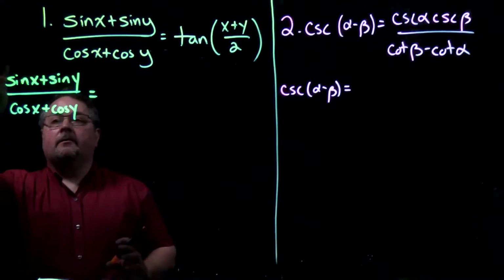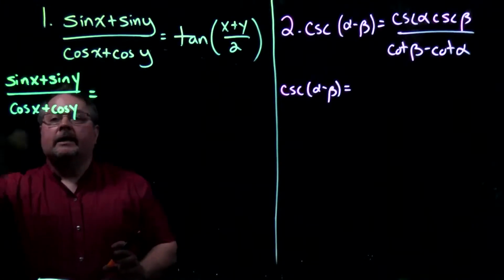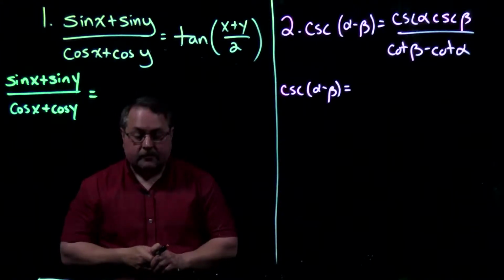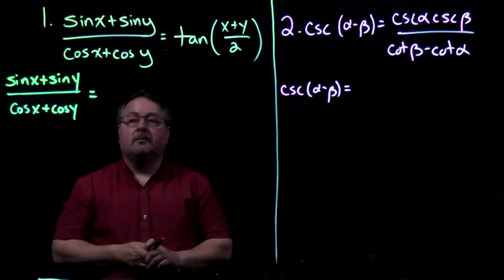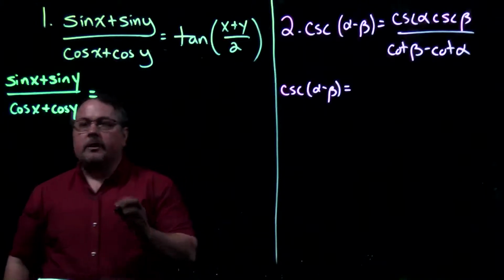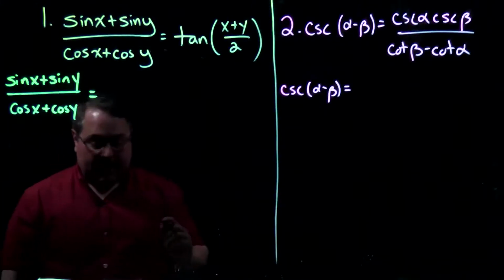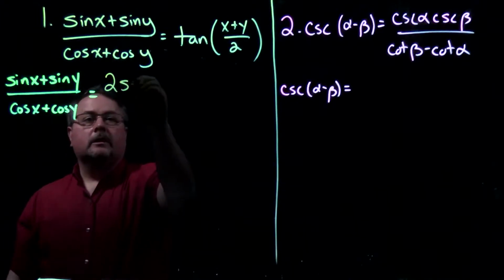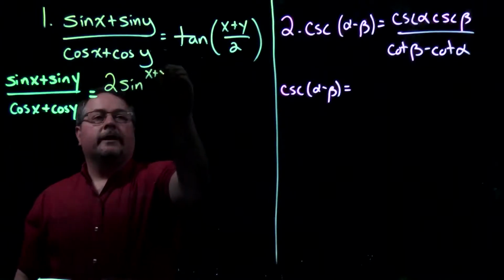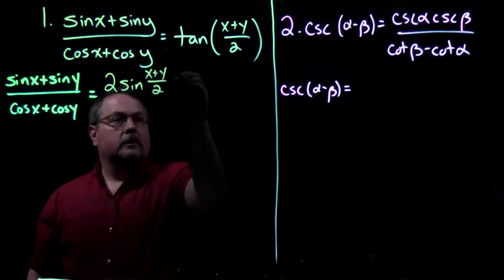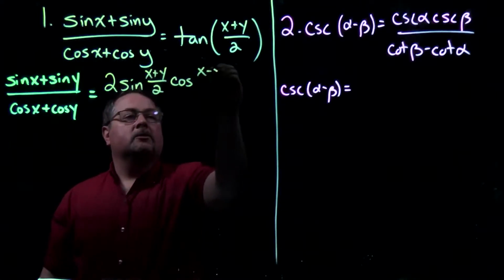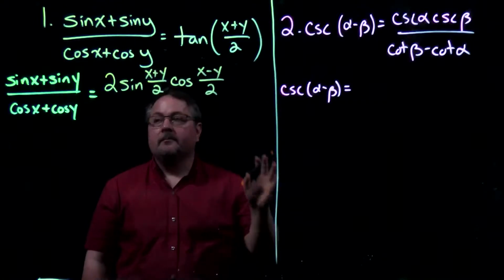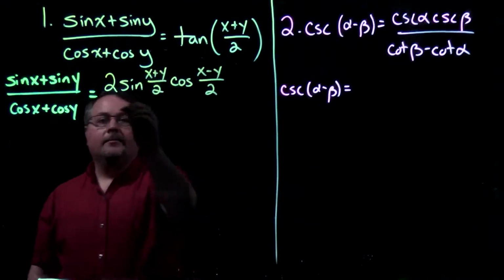So note we have a sine plus a sine, and we have a cosine plus a cosine. So that's an indication that we want to use a sum to product formula. So if we use a sum to product formula up top, sine of x plus sine of y is going to be 2 times the sine of x plus y over 2 times the cosine of x minus y over 2. Okay, so that is just the sum to product formula for sine plus sine.